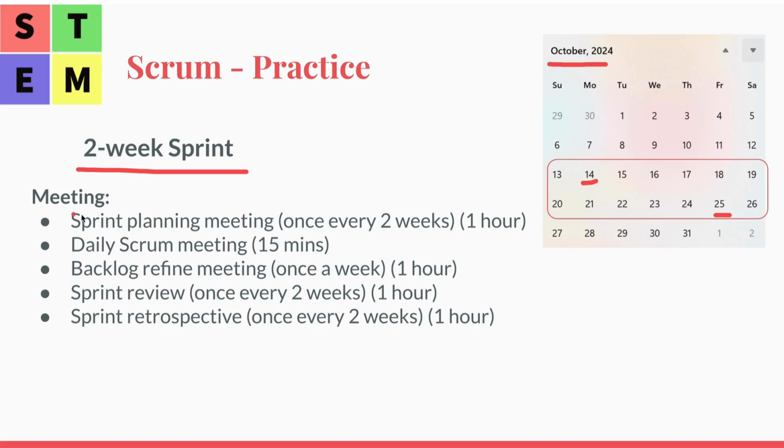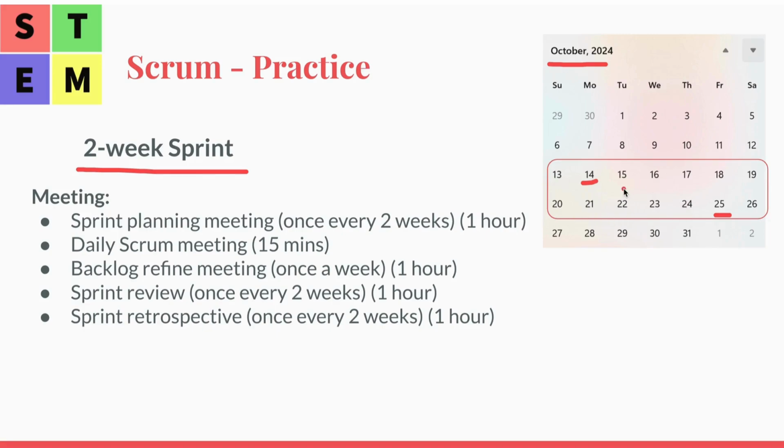So here are the meetings for a 2-week sprint. Sprint planning meeting once every 2 weeks, an hour. Daily Scrum meetings, 15 minutes. Backlog refinement meeting once a week, 1 hour per meeting. Sprint review once every 2 weeks, a 1-hour meeting. And sprint retrospective once every 2 weeks, a 1-hour meeting. So those are the meetings within one sprint, and it is a 2-week sprint.